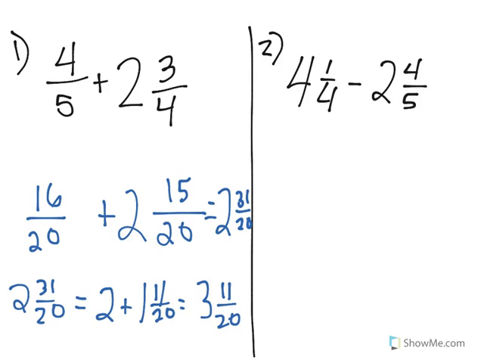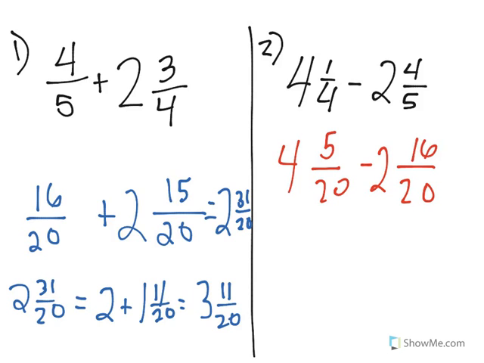Okay, if we look at number 2, 4 and 5 again, it's pretty easy. They have the same least common multiple, 20. Let me fix that. Okay, we can keep the 4, we'll keep this 2. It's the same procedure here, so 4 times 5 is 20, so 1 times 5 is 5. 4 times 5 is 20, so 4 times 4 is 16, and right away we should know that we have to borrow here. So we're going to take 1 from this 4 and turn it into 3, and we will add 20 over 20 to 5 over 20.